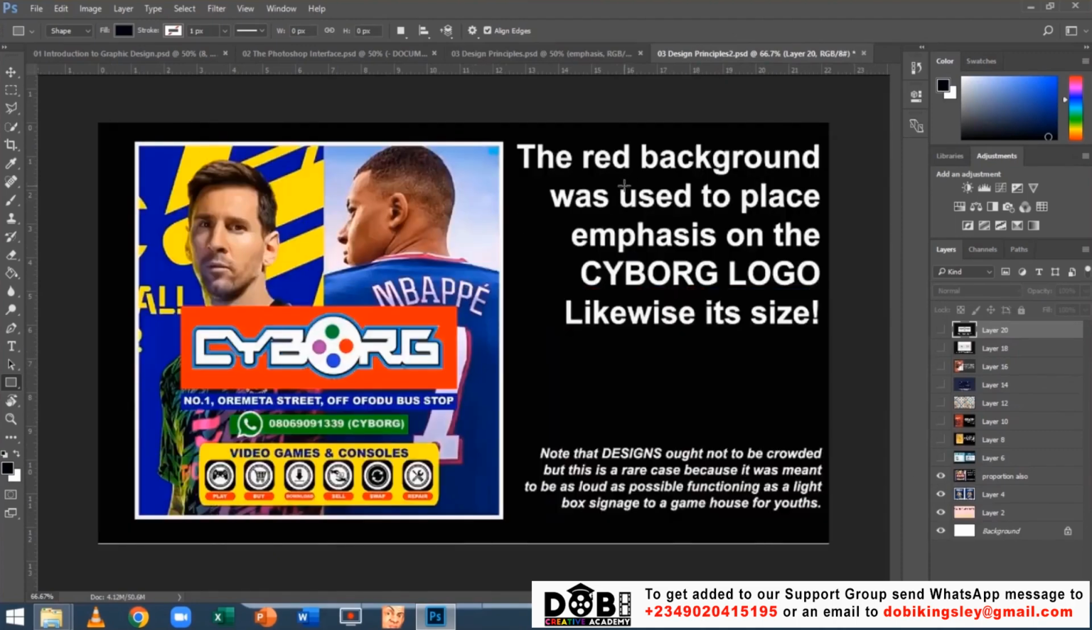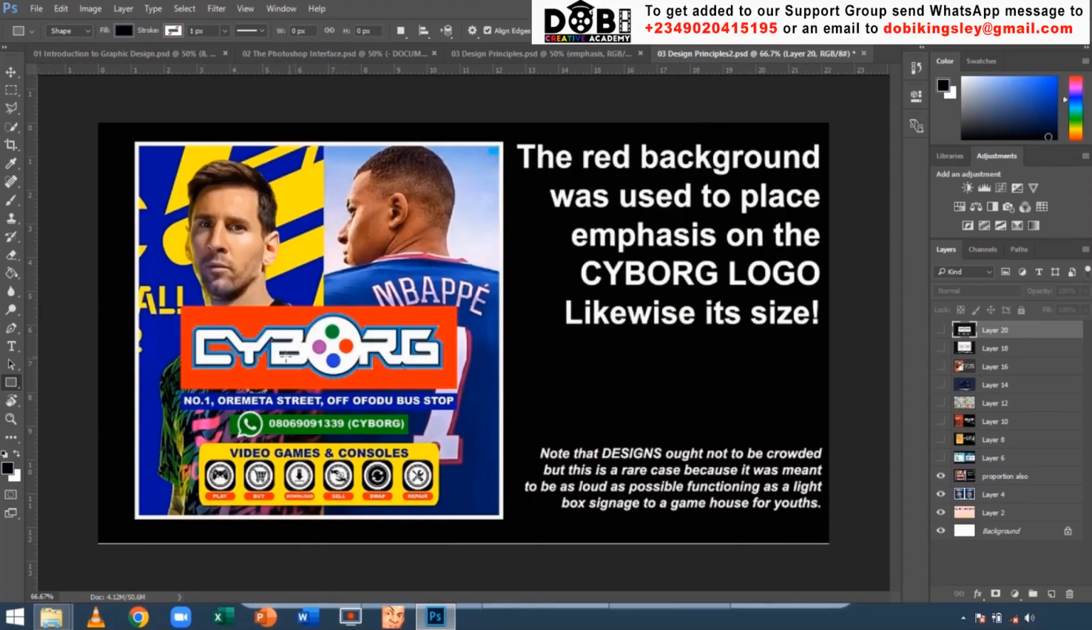The red background here, around the cyborg, was used to emphasize the cyborg logo. If this red background was not there, this logo might have been lost in the design, because it's just white and blue. You can see all this background and also a lot of blue happening. So the red background kind of emphasizes this logo. You can see it's bright, so it just pulls your attention to it.